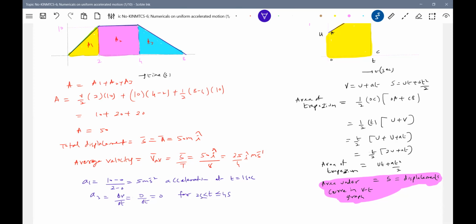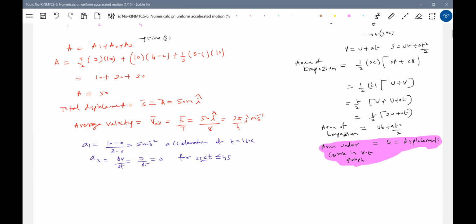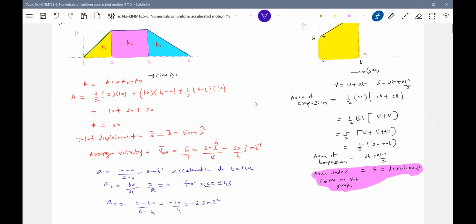Similarly, I want the acceleration at say 5 or 6 or 7 or 8 seconds, anywhere in this region. Uniform retardation it is. So the slope has to be calculated. So it should be equal to 0 minus 10 by 8 minus 4. What do you mean by negative? It will be retardation. I think I'm displaying everything.